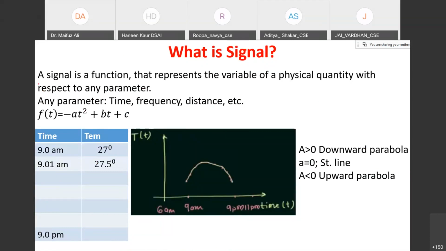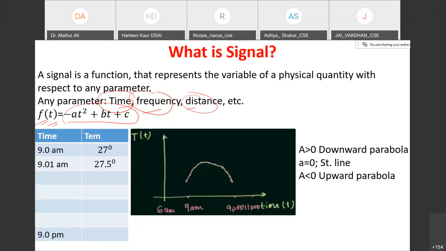Let's see. A signal is a function that represents a variable physical quantity with respect to some parameter, like time, frequency, or distance. When any physical parameter is represented with respect to time, frequency, or distance, it is called a signal. We can represent the parameter f(x) as a function of time, so it is a time domain signal, sometimes a frequency domain signal. For example, f(t) = -at^2 + bt + c.